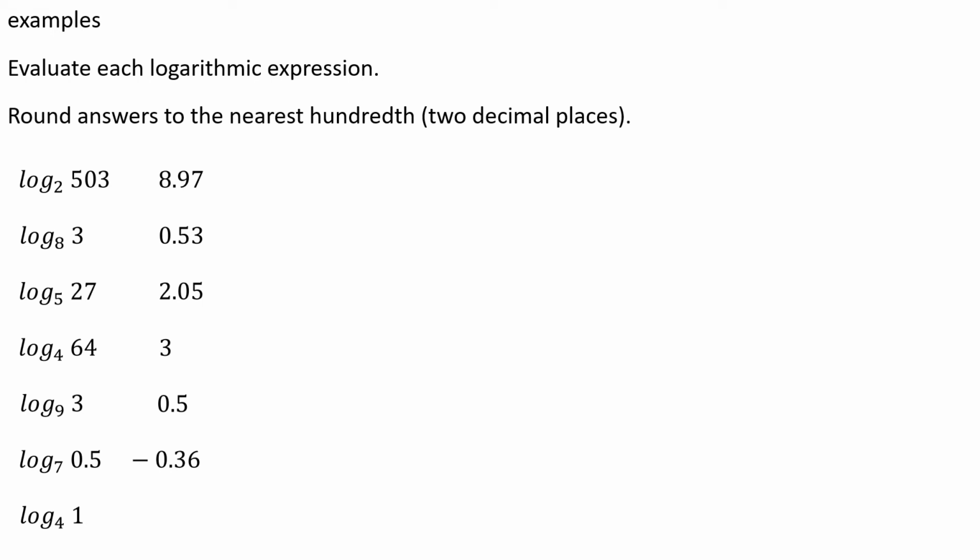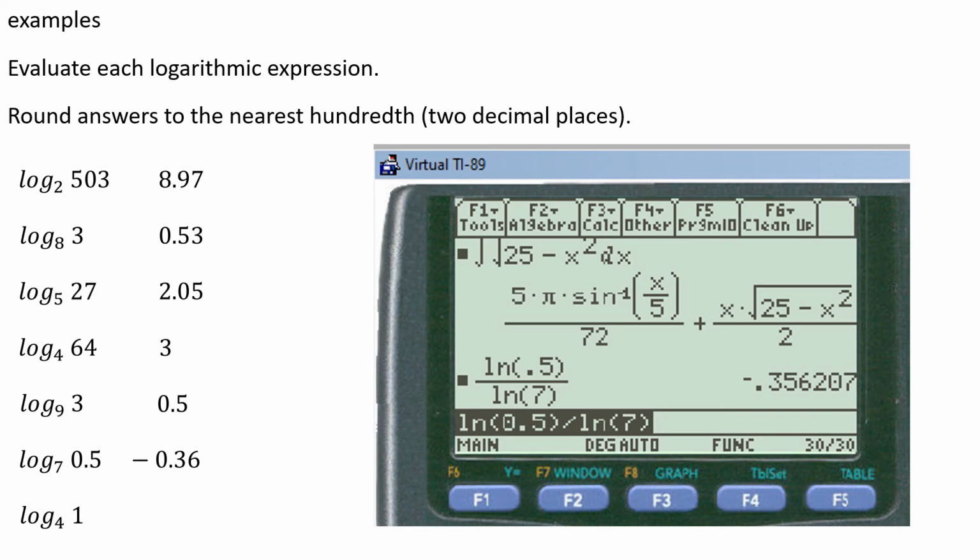So I need an exponent smaller than 0, right? 7 to the 0 power would be 1. 1 is too big. I want to get all the way down to 0.5. I need an exponent smaller than 0.